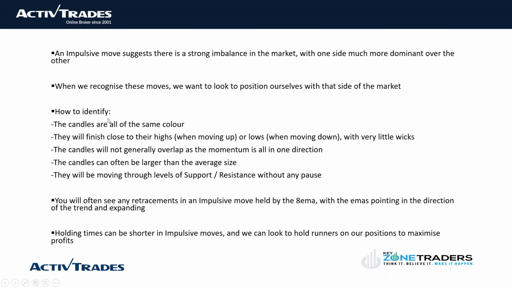But you can identify an impulsive move by the following characteristics. The candles are all going to be of the same color, or the majority of the candles are going to be of the same color. So if we're in an impulsive up move, the majority of them are going to be green. And if we're in an impulsive down move, the majority of them are going to be red, or whatever color settings you have on the chart. The candles are going to finish close to their highs when they're moving up, or close to their lows when they're moving down, with very, very little wicks on show. And a wick is the stick of the candle rather than the body.